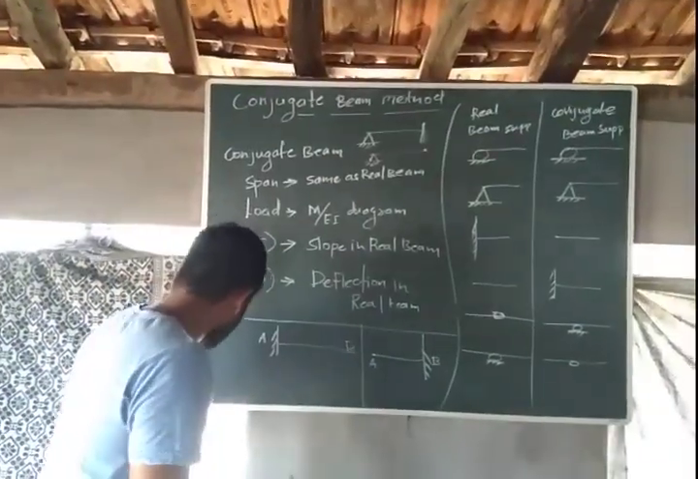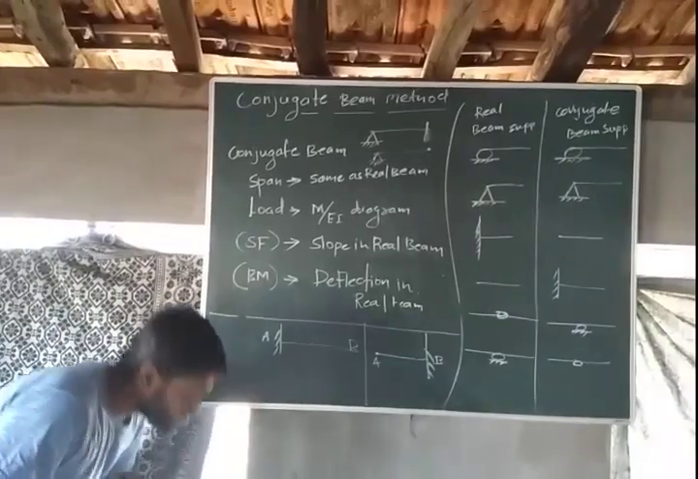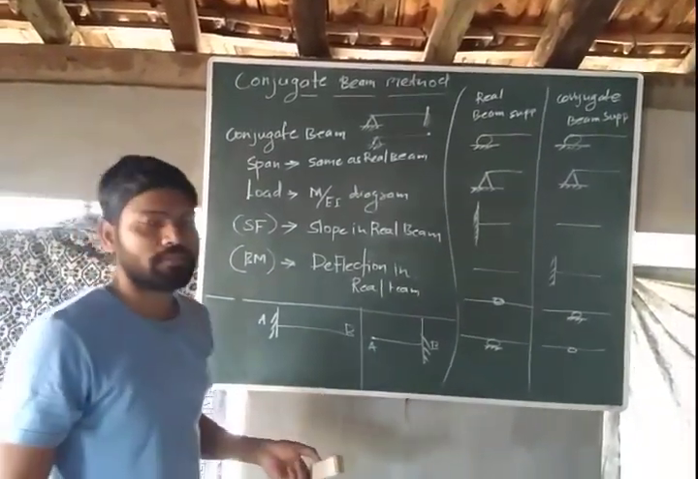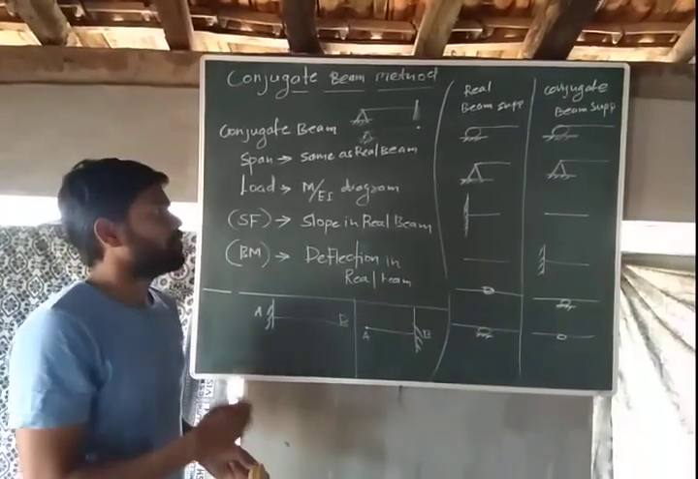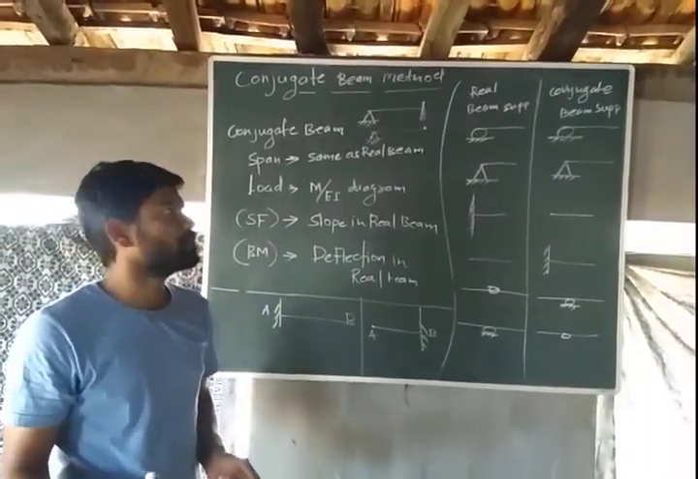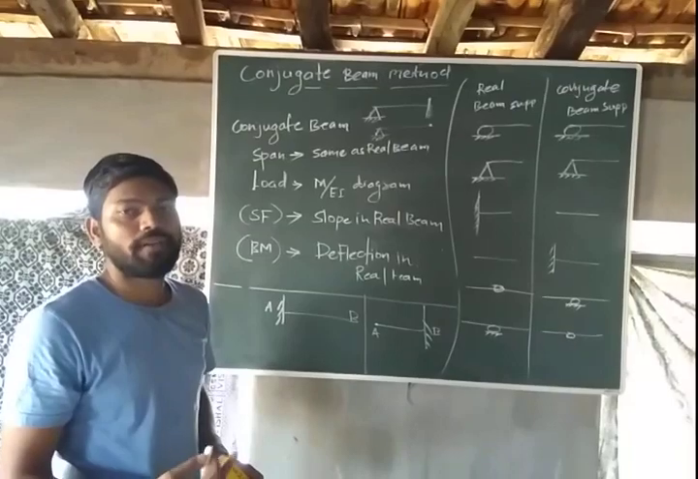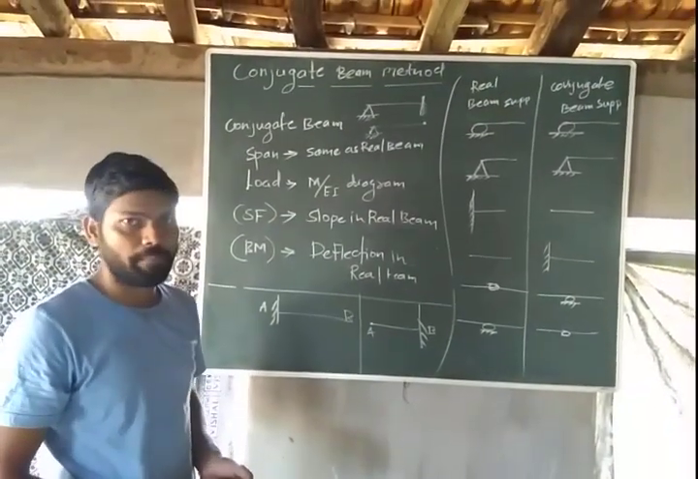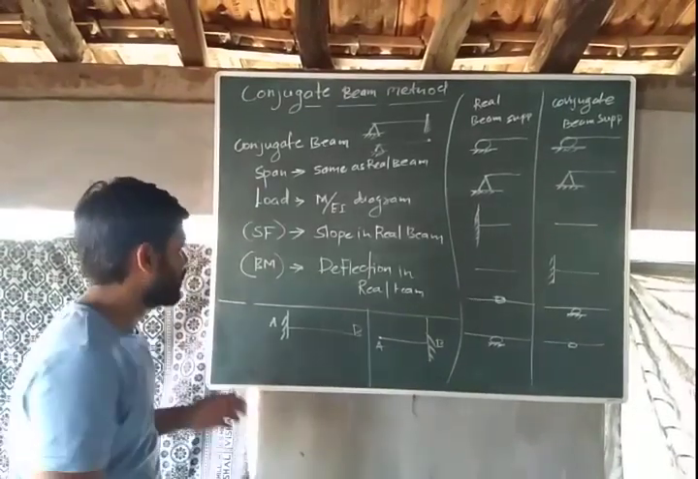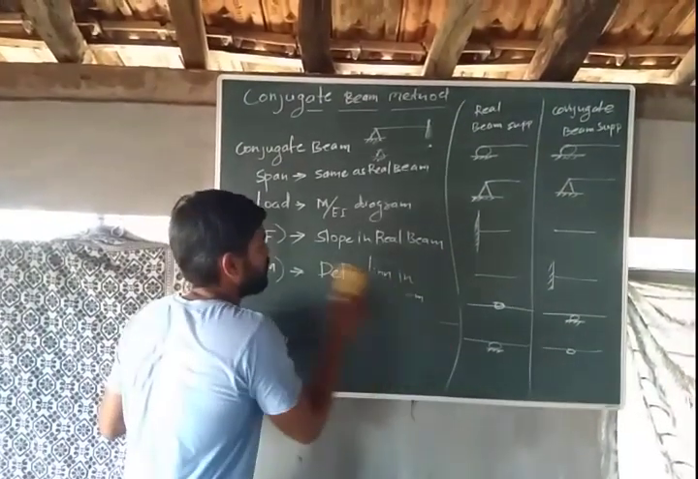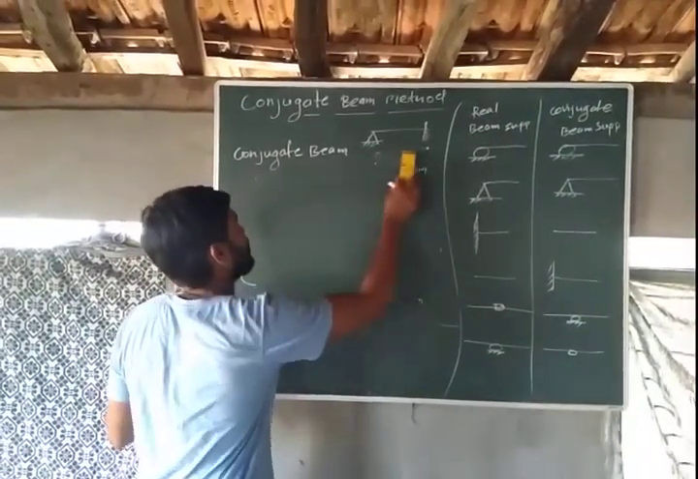Okay. So now we are going to solve some examples based on this conjugate beam method. We will find out the slope at different locations. We will find out the deflection at different locations of the beam. For that, what are the steps to be followed in the conjugate beam method? I will elaborate here. So what is step number 1?